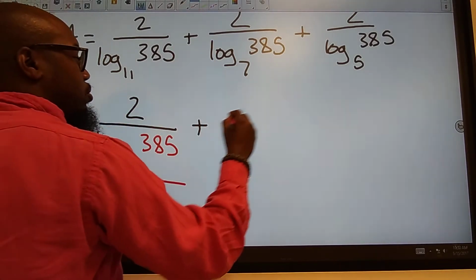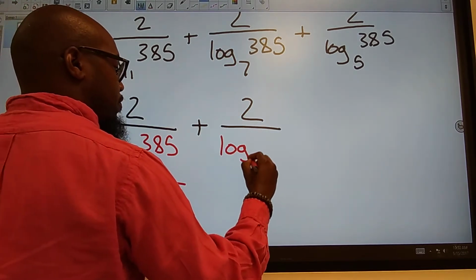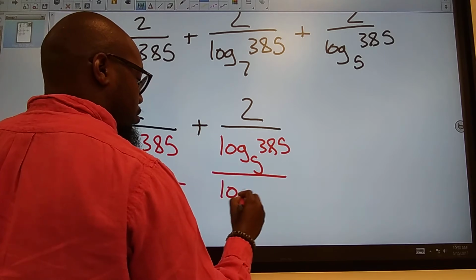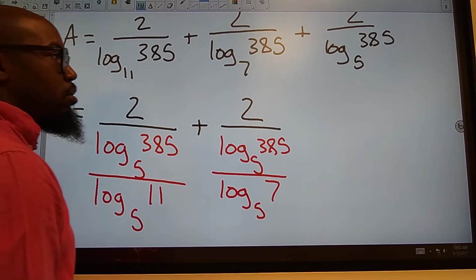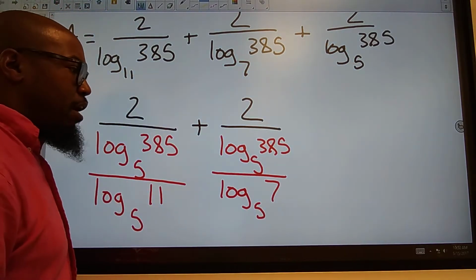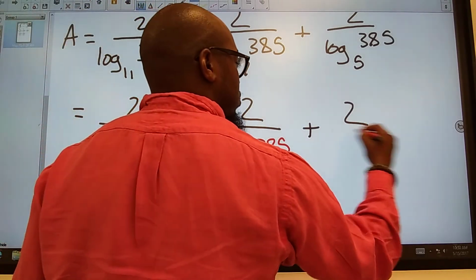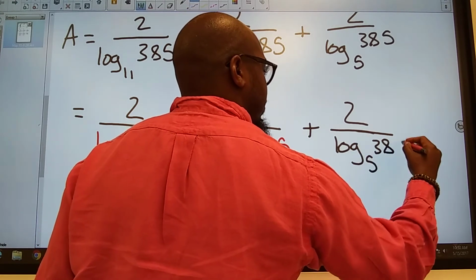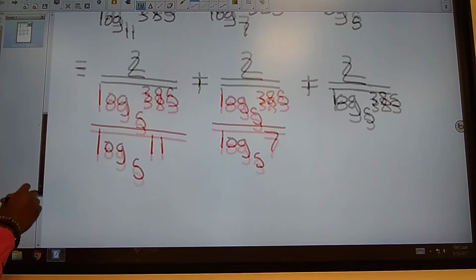And then that plus 2 over log base 5 of 385 divided by log base 5 of my original base, which was 7. Okay. And then in this one, I already have a log base 5 of 385, so I'm going to leave that one just how it is. So it's going to be 2 over log base 5 of 385. Okay. All right, so that's what I have so far.